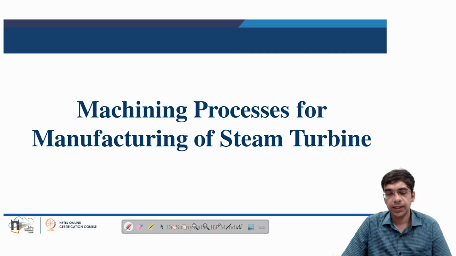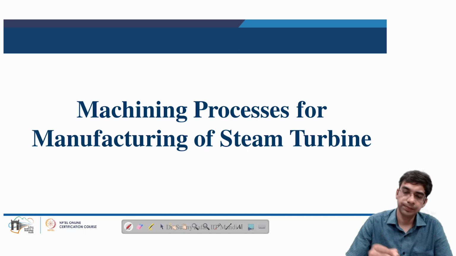Next are the machining based processes which are used in manufacturing of the steam turbine. In manufacturing of the steam turbine, the role of machining processes is to generate a very smooth surface on the blades to ensure the proper aerodynamic shape is maintained for good efficiency of the steam turbine.